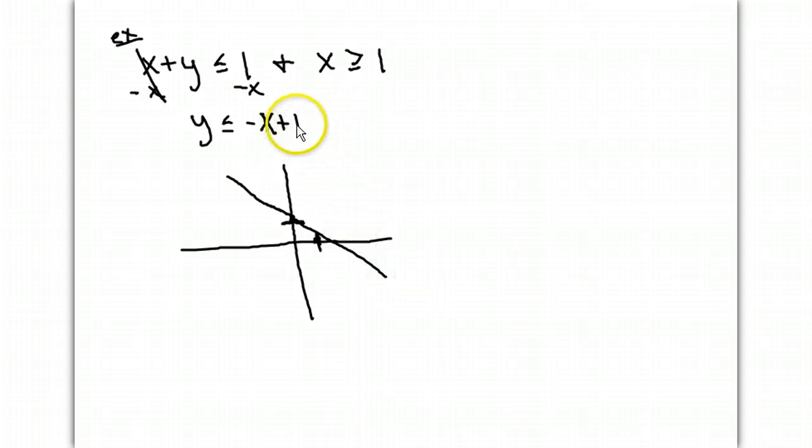And let's graph the other one. The other one is x greater than or equal to 1. Well, you know that's a vertical line through x equal to 1. And since it's equal to, it's solid. It's greater than, so it's everything on the right side. Y is less than, so it's everything on the left side. So that means this part gets shaded.